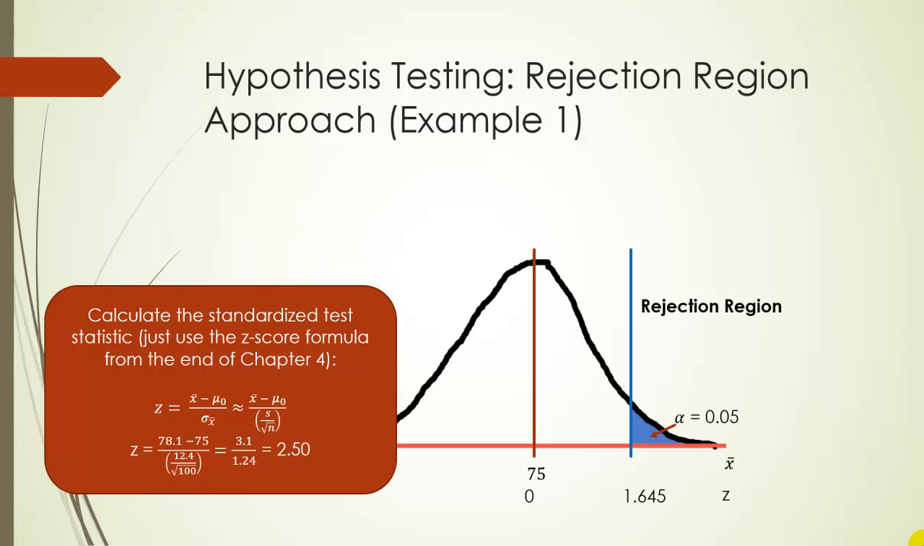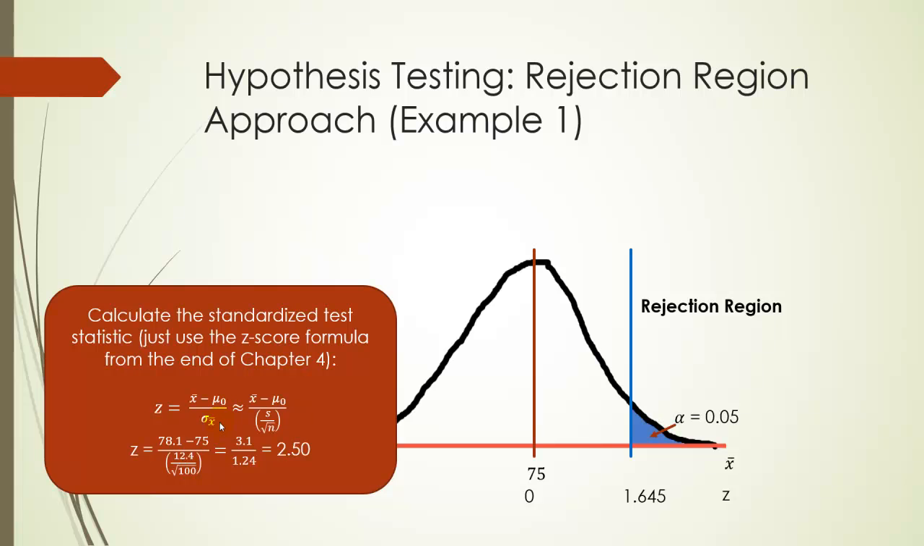Next, let's calculate the standardized test statistic. Really, we just need to find the Z-score of our sample average. Remember, our sample average was 78.1, so we just plug that in. Our mu naught value, our mu under H0, is 75. Our sample standard deviation is 12.4.